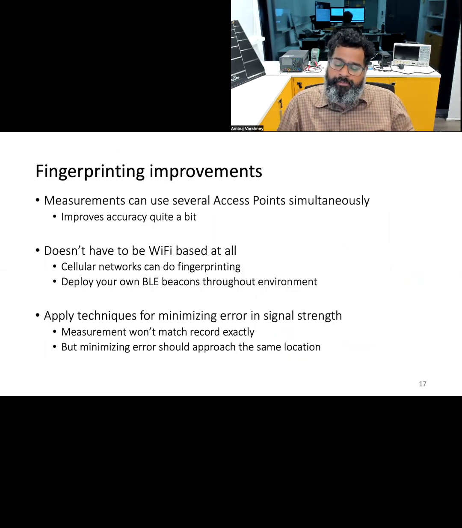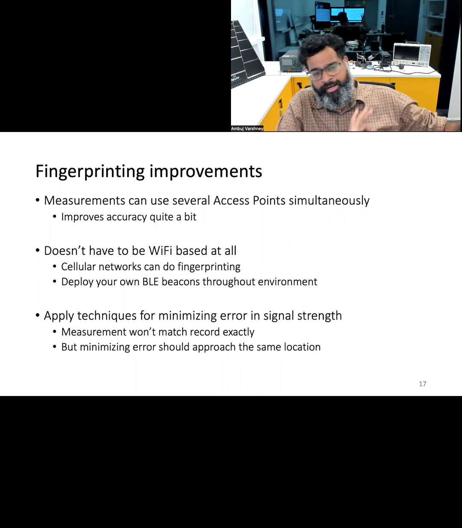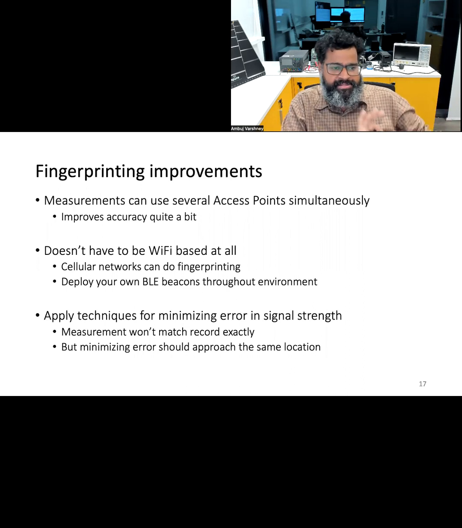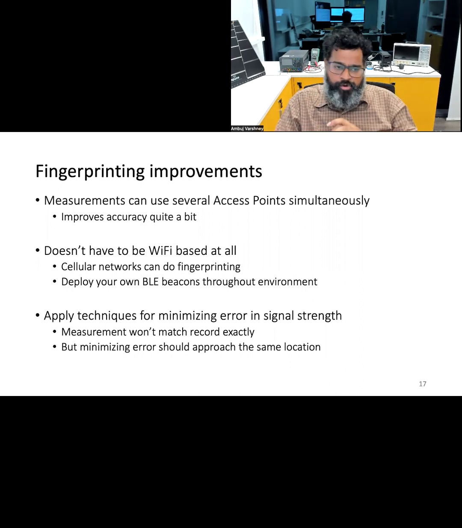So how can we improve the fingerprint accuracy? We can maybe make a database from several access points. So we can start to use several access points, have a database for each, and then combine this information from several access points to get better accuracy in terms of the location of the target object or person.